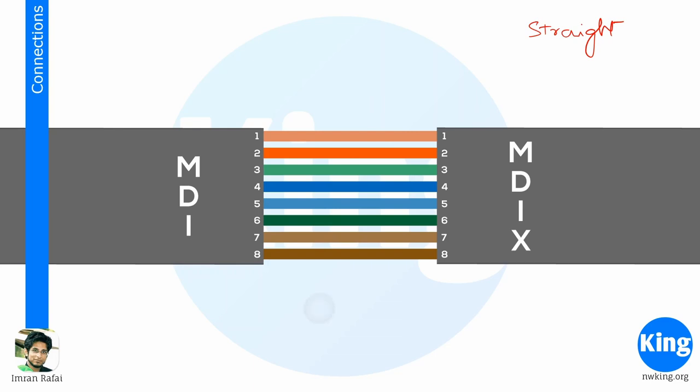That will be orange stripe, orange, green stripe, blue stripe, green, brown stripe, and brown, right? This is the standard. It is called straight through because you're connecting MDI to MDIX, right?